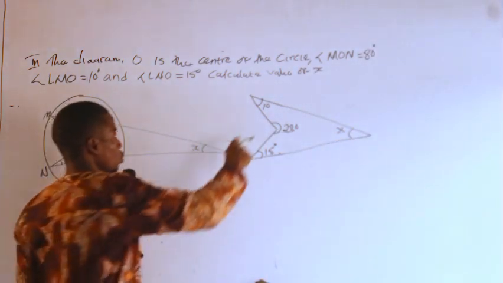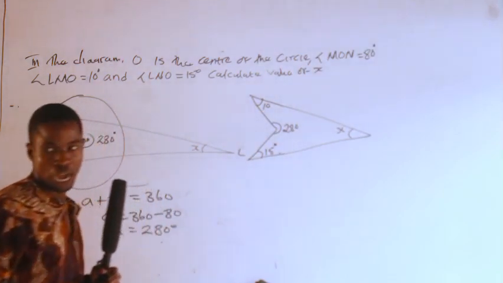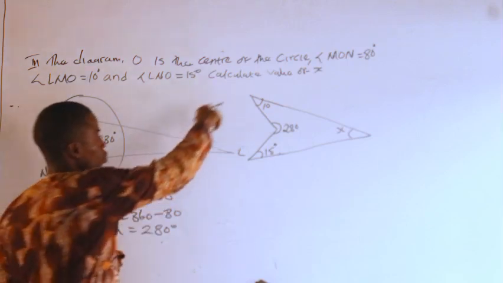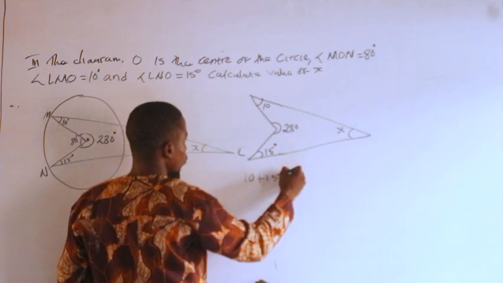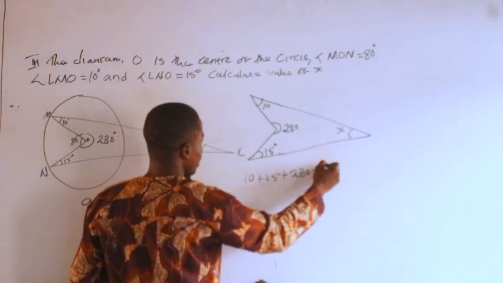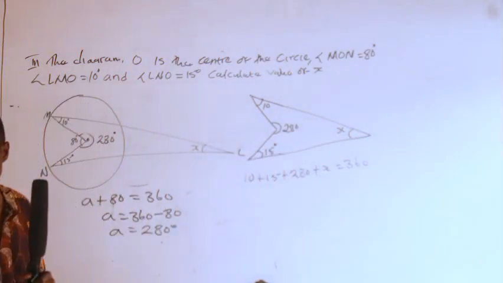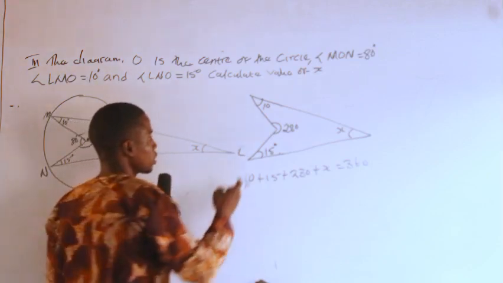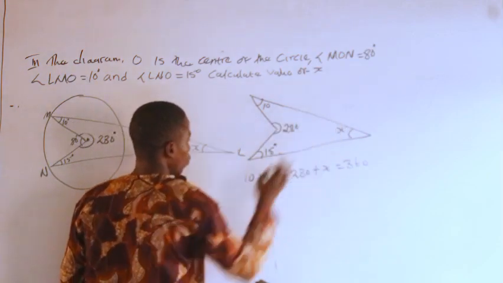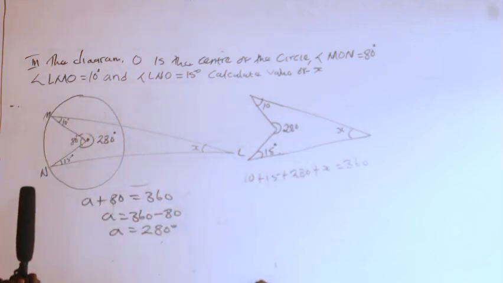The way you can do it, you add this plus this plus this plus this inside angle, that's interior angle. When you add all of them, it will be 10 plus 15 plus 280 plus x equal to 360. When you have this shape like this, it is 360, because it's not 3 sides. 1, 2, 3, 4. Now, add all of them for me. What is the answer?